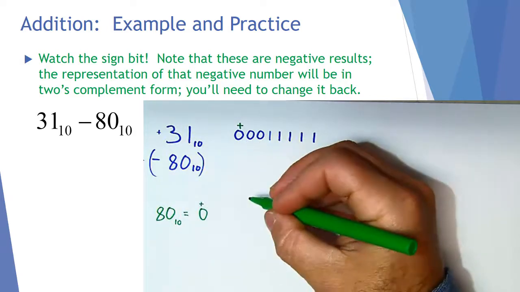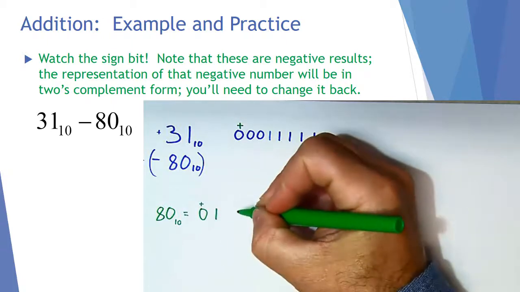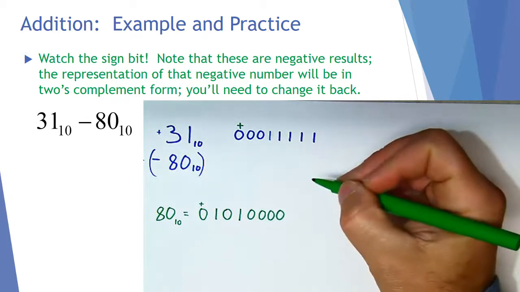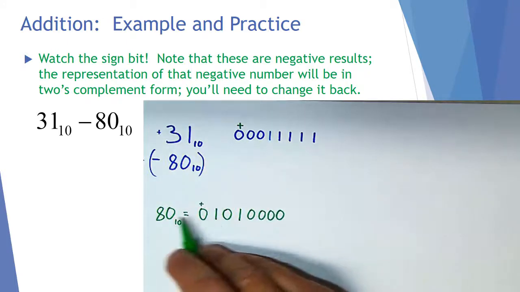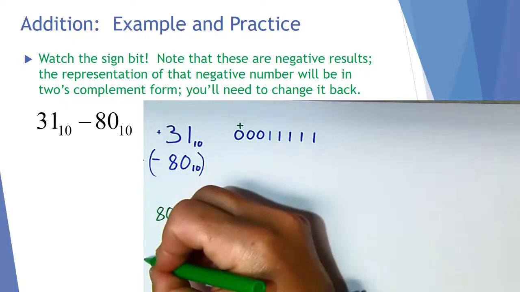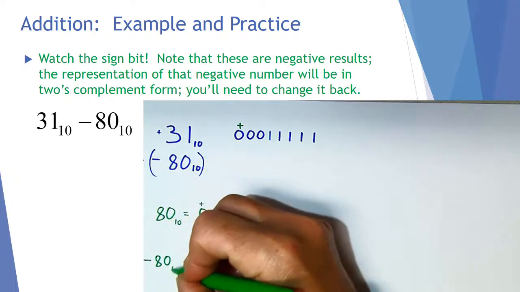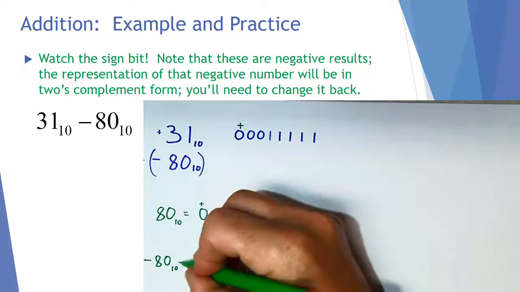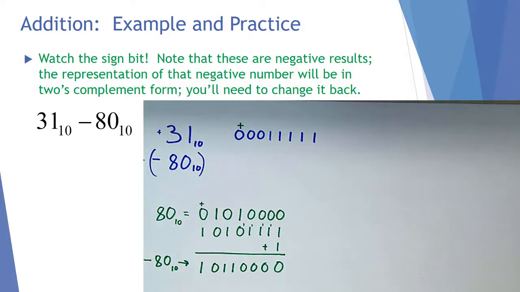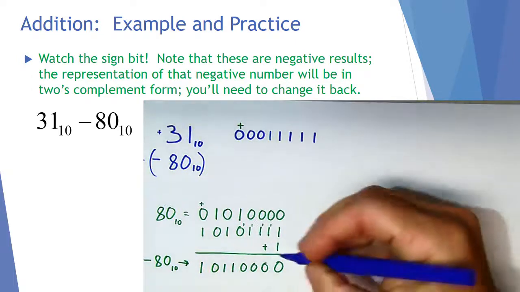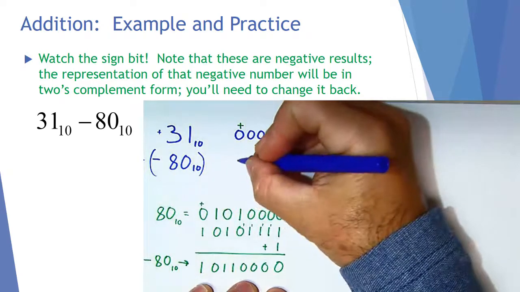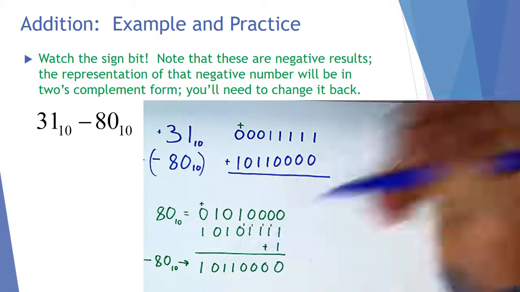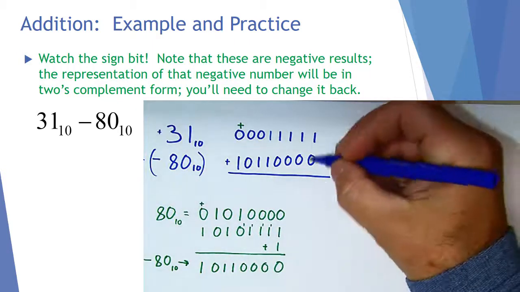So positive 80 is a sign bit of 0, a 64, no 32s, a 16, and zeros everywhere else. 16 plus 64 is 80. Now we want to know what -80 is, so let's take the 2's complement of that. And there's -80, that is the 2's complement of positive 80. Now that's the next part of our problem. So we're not actually doing subtraction, we're doing the addition of a negative number, which is a 2's complement, shown here. Now we can do our addition.